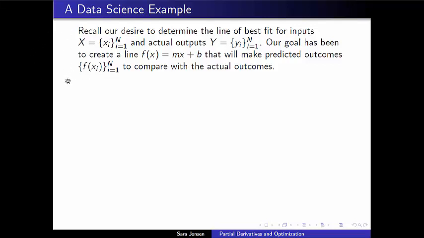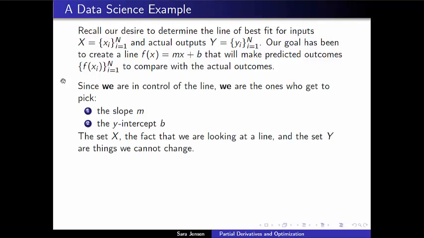And prior to this, I've given you the equation for finding the M and the B values for this line of best fit. And they seem like totally crazy formulas, and you've got to look at them and wonder, where on earth did those formulas come from? And they actually come from looking at partial derivatives.